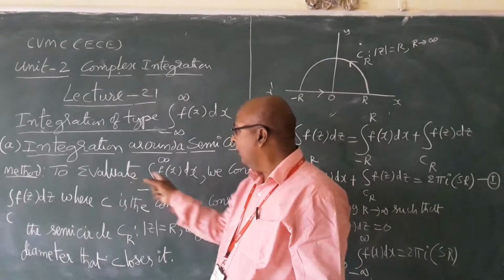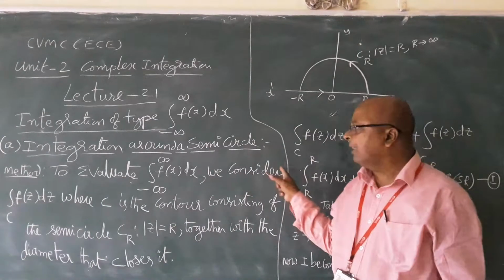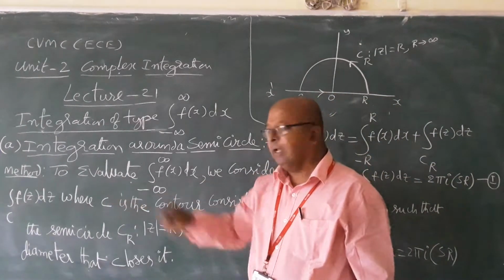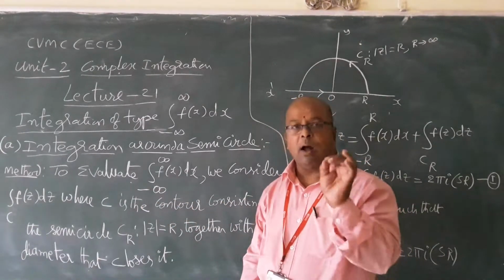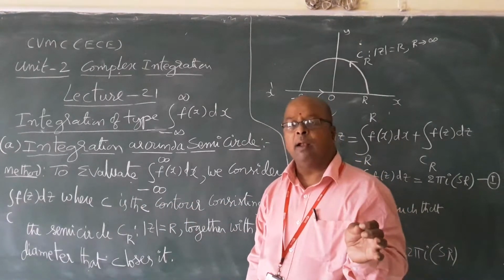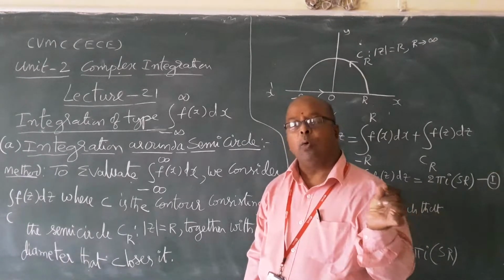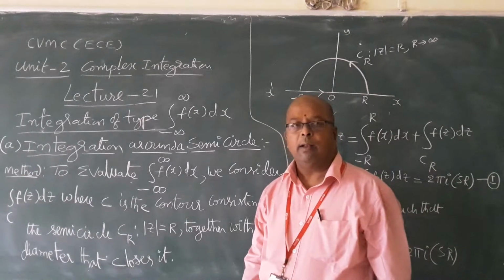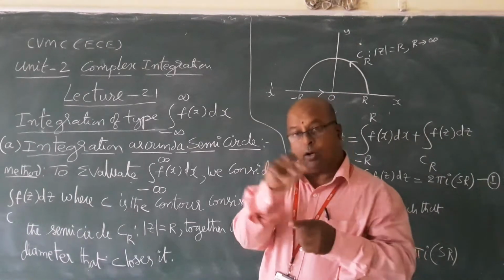To evaluate the integral from minus infinity to infinity of f of x dx, we consider the integral over C of f of z dz, where C is the contour. Contour means a curved path including a line. The combination of a line and a curved path is nothing but a contour.